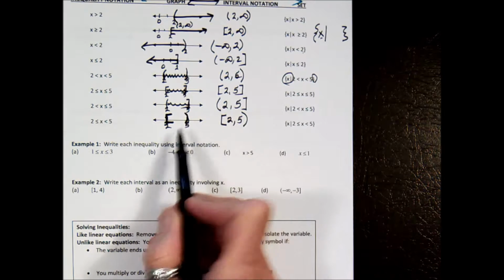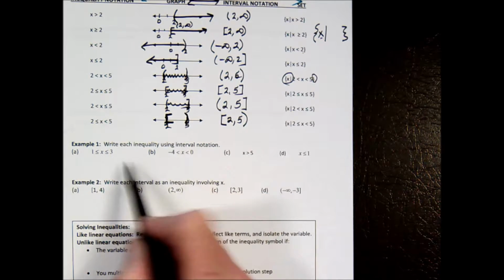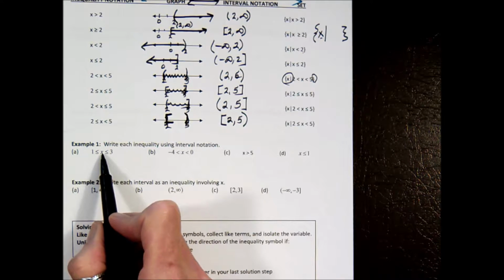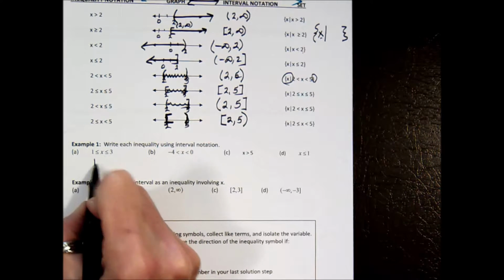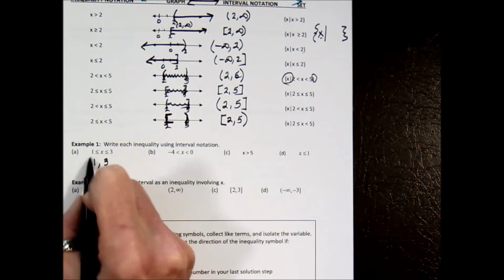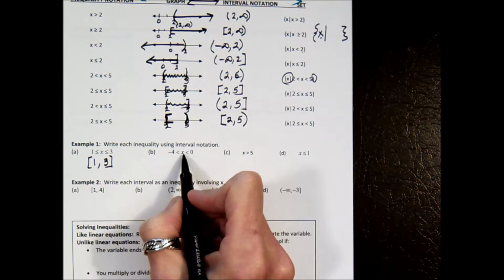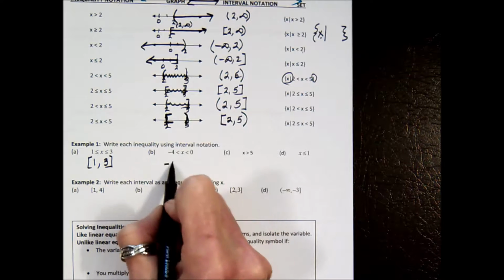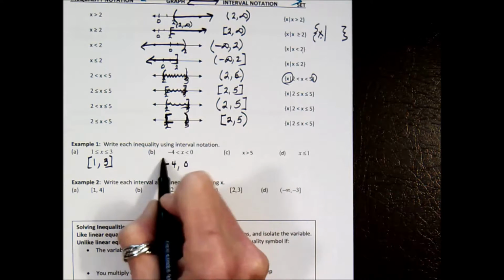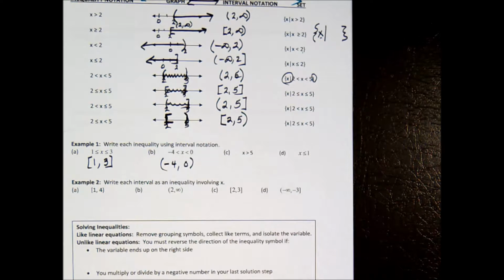Now, if you need to do the intermediary step of putting it on a graph, you can. But here we have x between 1 and 3, so it's going to be 1, 3. They're both included, so that's all you do. Here we have x between -4 and 0. Neither are included, so it looks like this.